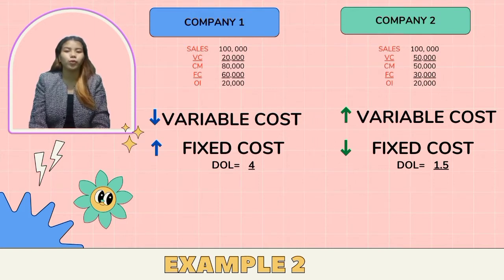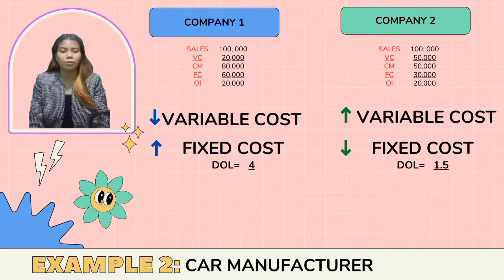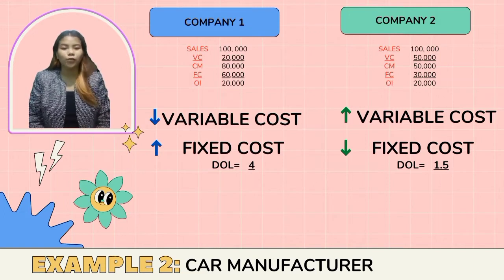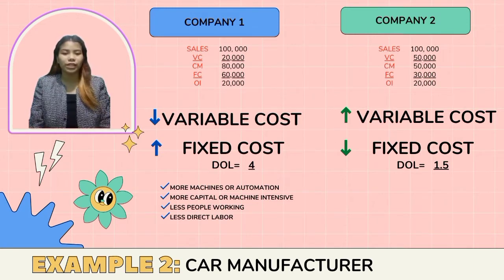Higher fixed costs is higher degree of operating leverage. Now the difference with what's going on inside of this company is, let's say this company is a car manufacturer. If you have a car manufacturer that has lower variable cost and higher fixed cost, that means there's going to be more machine or automation. Another thing that you may see mentioned is that this company is going to be more capital and machine intensive. So there's going to be less people working there, and that leads to less direct labor.